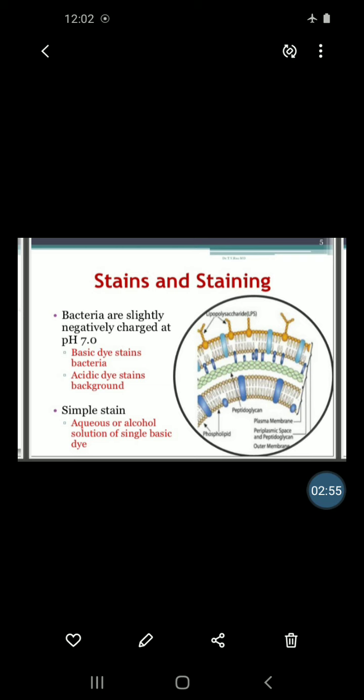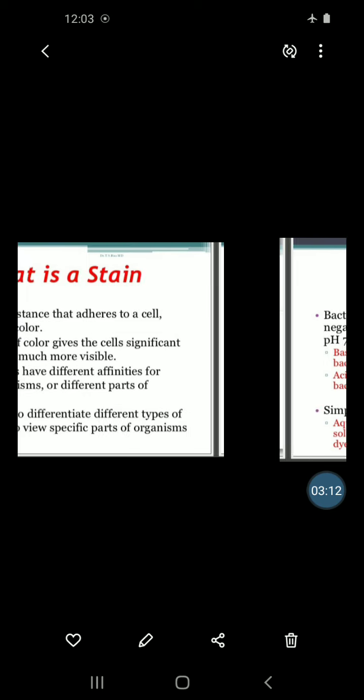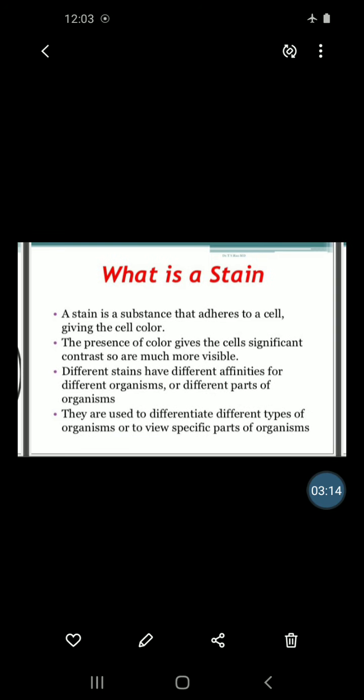So what is stain and what is staining? The bacteria are slightly negatively charged at pH 7.0. Then basic dye stains bacteria and acidic dye stains bacteria. In simple stain, an aqueous or alcohol solution of a single basic dye is used. So next we will see what is stain.